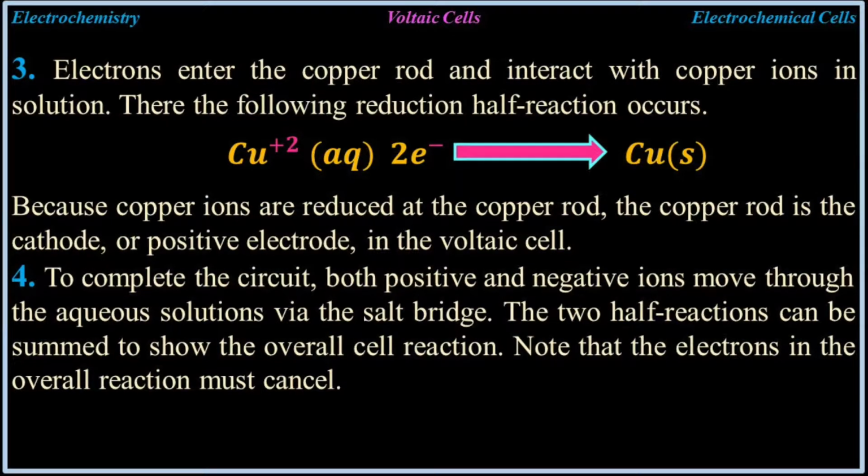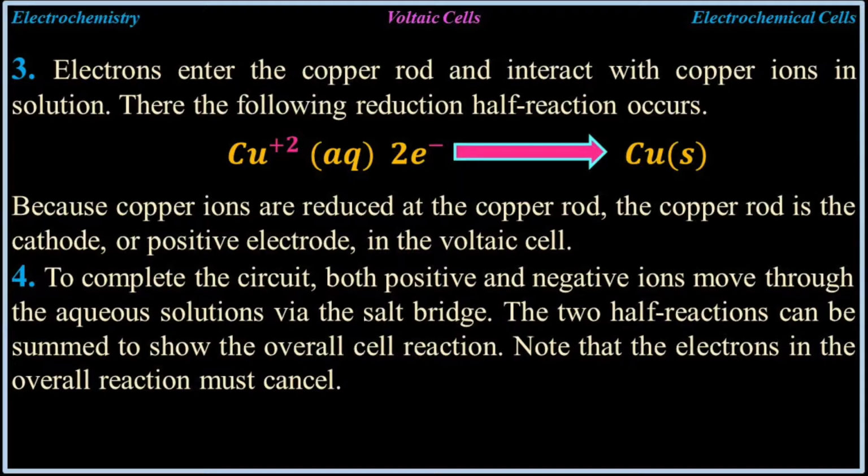3. Electrons enter the copper rod and interact with copper ions in solution. There the following reduction half reaction occurs. Copper 2 plus 2 electrons yields copper solid, copper metal. Because copper ions are reduced at the copper rod, it is the cathode, or positive electrode, in the voltaic cell. To complete the circuit, both positive and negative ions move through the aqueous solution via the salt bridge.